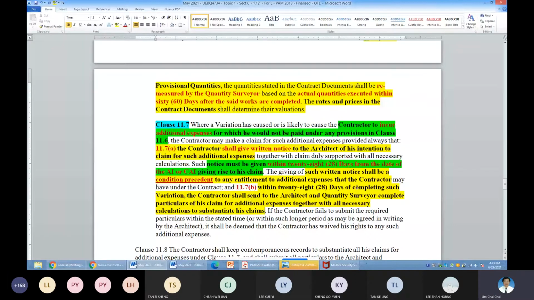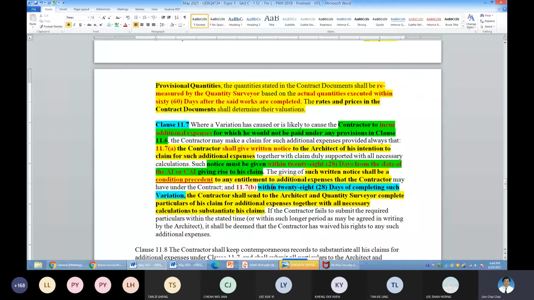The completing the work can be months or even years away from the AI. Please be careful. The AI can be given today, and this work to be carried out maybe 6 months or even 9 months or 3 months down the line. 11.7b is operational when your works are completed. Then within 28 days, you must furnish everything to the architect and QS for payment.